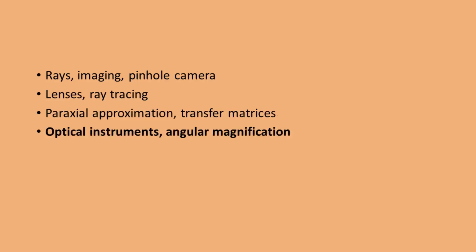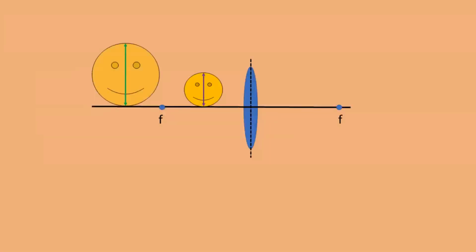Next, let us look at some practical applications, namely optical instruments. Many optical instruments aim to magnify objects. Think of magnifying glasses, microscopes, and telescopes. Therefore, it would be useful if we were able to quantify the magnification of an optical instrument. So let us ask ourselves, how do we quantify magnification?